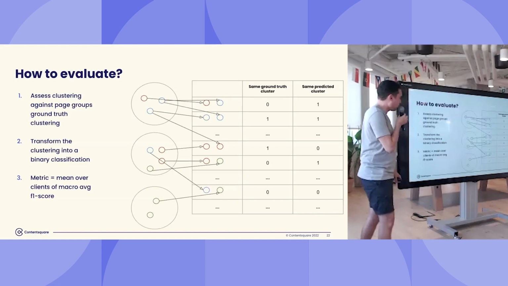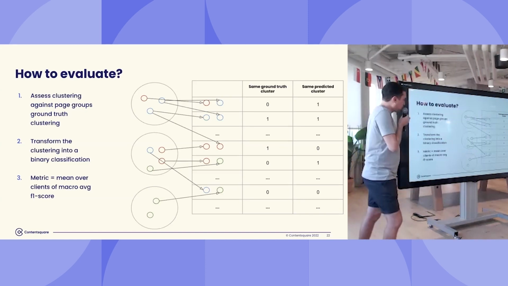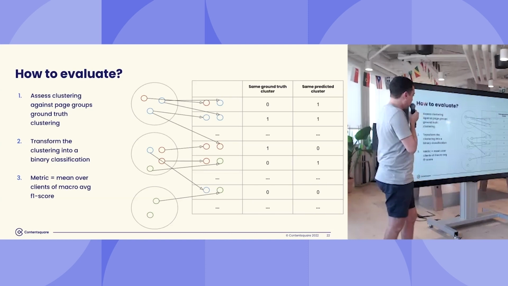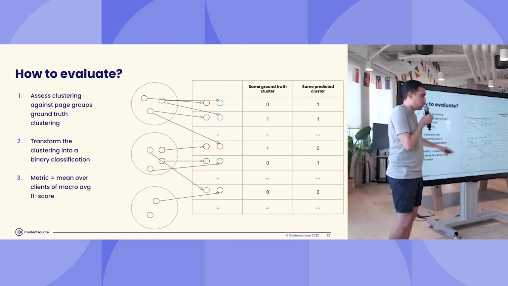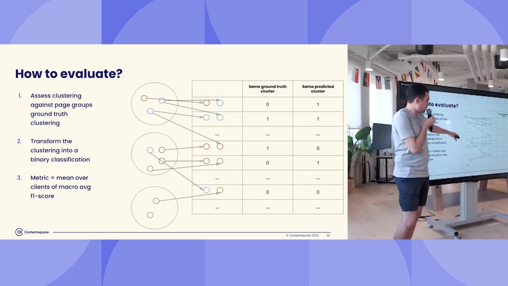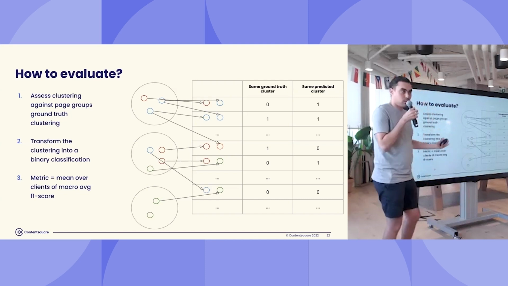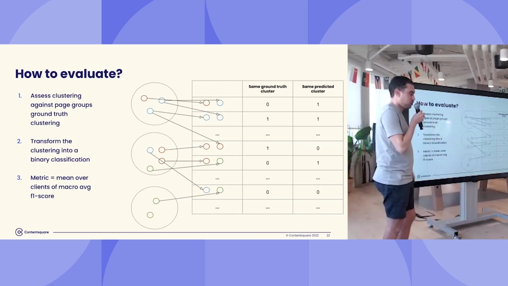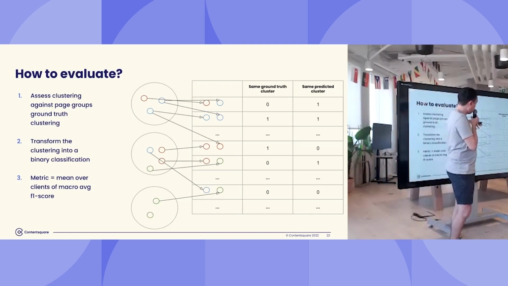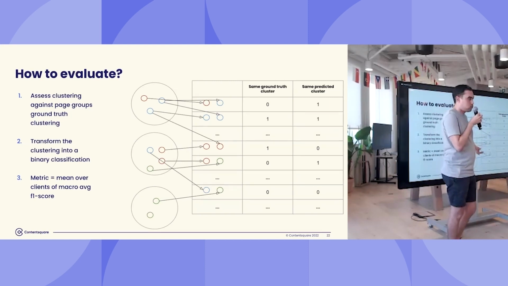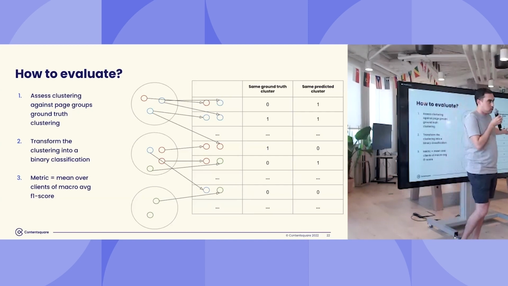And finally, how are we going to evaluate the system? We're going to assess the clustering against the page group ground truth clustering. For the sake of simplicity, and only for the sake of simplicity, we're going to transform the clustering into a binary classification to have a metric, because I don't have a lot of time to cover what we did. So we pick all the possible pairs of URLs inside one website, and then we see if they are in the same cluster in the ground truth, and if they are in the same cluster in the prediction or not.